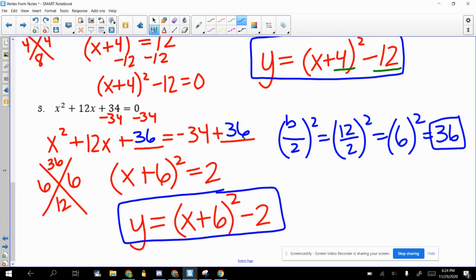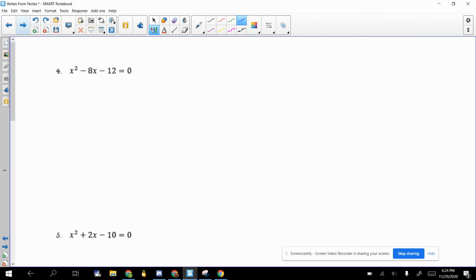Okay. Awesome. So on the next side of your vertex form notes, you should be looking at 4, 5, and 6. So you could go ahead and try these 3. Okay. And I would go ahead and pause the video, but 4 is x squared minus 8x minus 12 equals 0. 5 is x squared plus 2x minus 10 equals 0. And 6 is x squared plus 6x plus 14 equals 0. So again, I would pause the video here, try those three exactly the same steps that we did in the first three, and then in a second here, I will show what the answers should be.